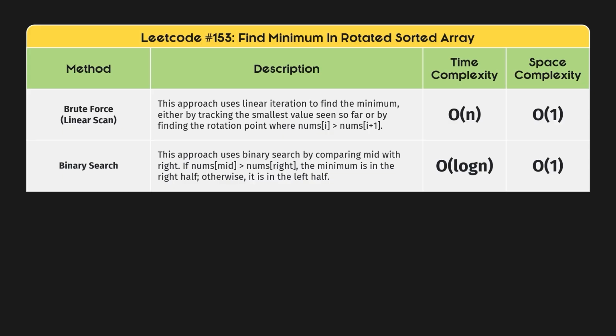The second was the binary search approach, the optimal big O of log n solution with big O of 1 space. By comparing the middle element with the rightmost element, we can tell which half contains the minimum and ignore the other half. This is the gold standard method that meets the problem's efficiency goal.